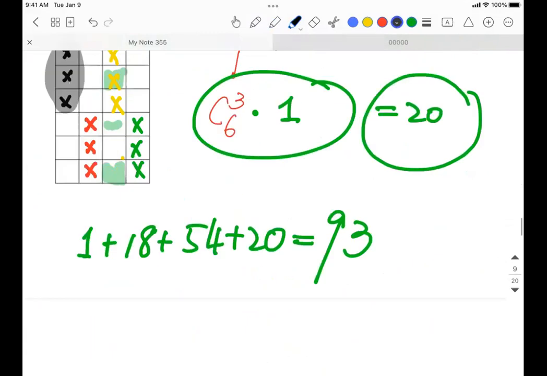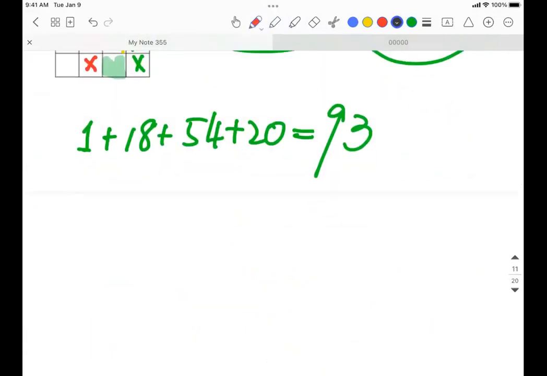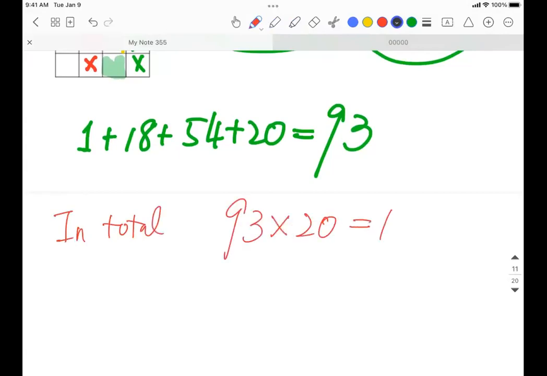So therefore, in total, it's going to be 93 times 20, 1860. These are the total ways to make such an arrangement, right? So the question asks, what's the remainder when this is taken modulo 1000? Of course, it's going to be 860. That's the answer for such a problem.